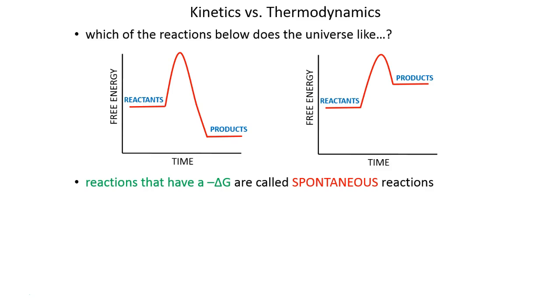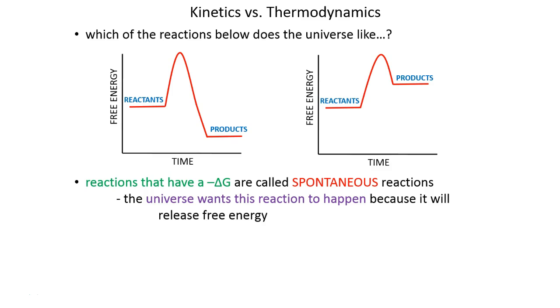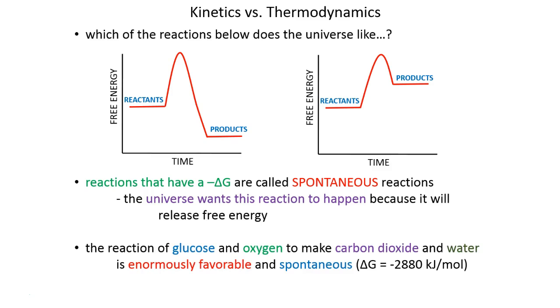Any reaction like the one on the left that has a negative delta G, when you go from 8 to 4, your delta G is a negative 4. These are called spontaneous reactions. The universe wants these reactions to occur because they release heat. They release free energy in the form of heat, and that increases entropy.